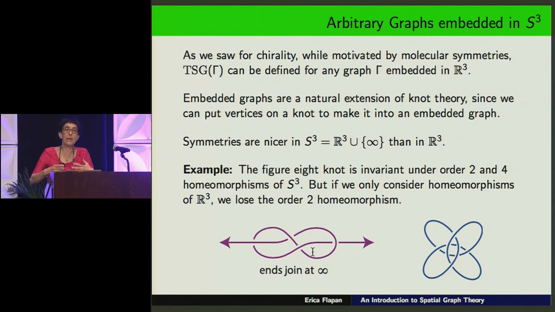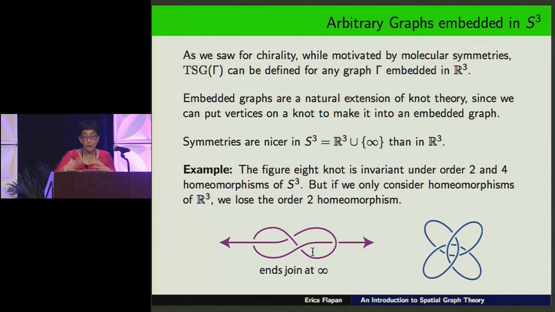Okay, so now, just as I did with chirality, I want to leave the realm of chemistry and move into graphs in R3 more generally. So we can think of graphs as embedded in R3, as a natural extension of knot theory. Knot theory studies circles embedded in S3. In particular, we can think of a knot as just a graph when we put vertices on the knot. And it turns out that its symmetries are much nicer in S3. And if you don't know what S3 is, you can just think of it as R3 with an additional point at infinity. And an example of why symmetries are nicer in S3 is this figure 8 knot.